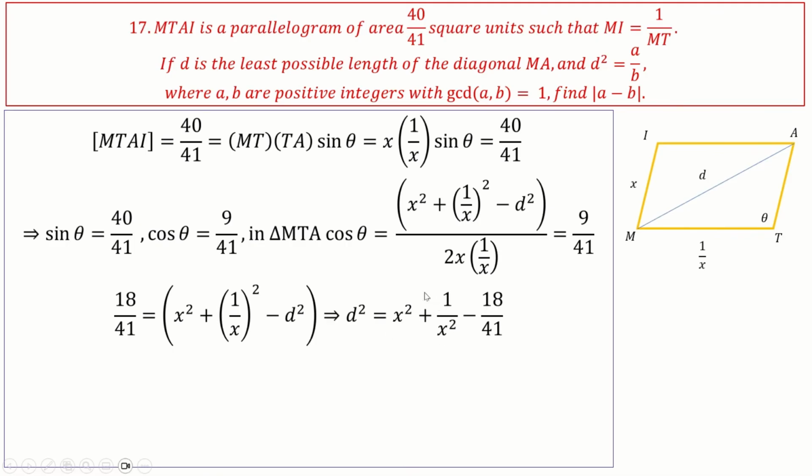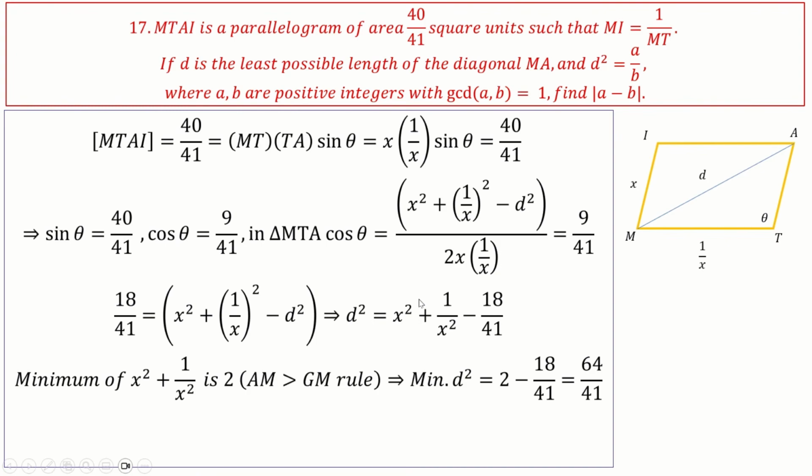Now I know the minimum value of this expression from the arithmetic mean greater than or equal to geometric mean rule. The minimum value of this is 2, correct? So my d square minimum value is 2 minus 18 by 41, which is 64 by 41, and their GCD is 1, so they are in the simplest form. So this is nothing but my a by b, a by b equal to 16 by 41. So the difference a minus b is 23. That's the answer. Hope you understand this. This is a simple to moderate problem.